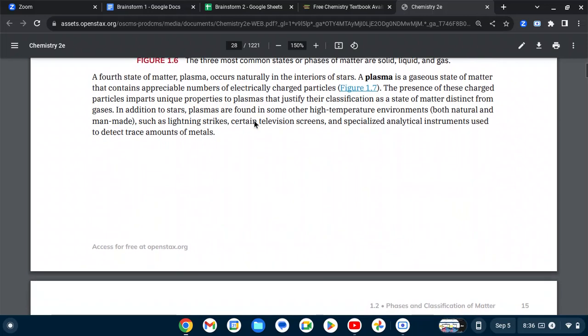A 4th state of matter, plasma, occurs naturally in the interiors of stars. A plasma is a gaseous state of matter that contains appreciable numbers of electrically charged particles. The presence of these charged particles imparts unique properties to plasmas that justify their classification as a state of matter distinct from gases. In addition to stars, plasmas are found in some other high-temperature environments, both natural and man-made, such as lightning strikes, certain television screens, and specialized analytical instruments used to detect trace amounts of metals.